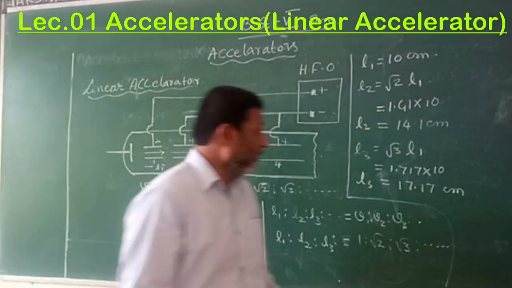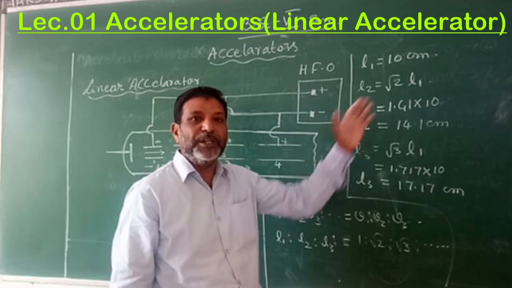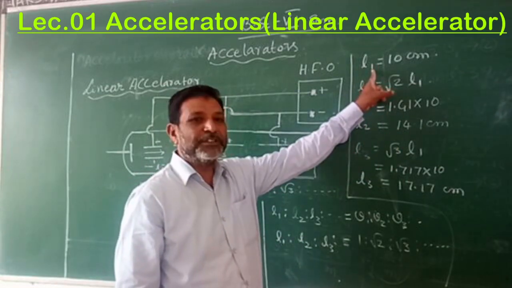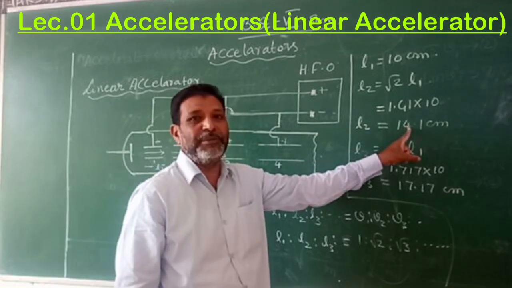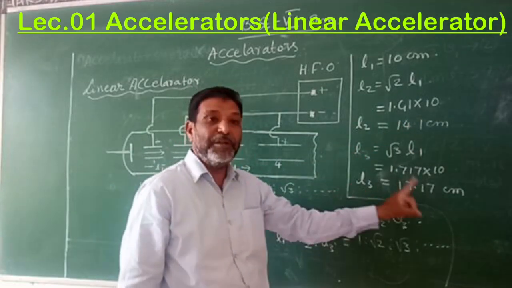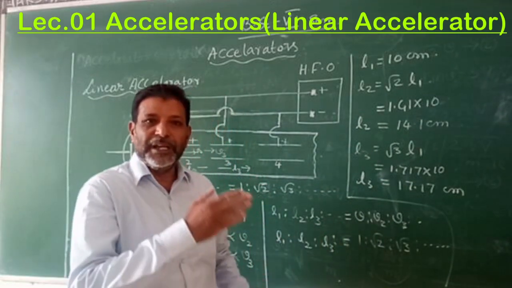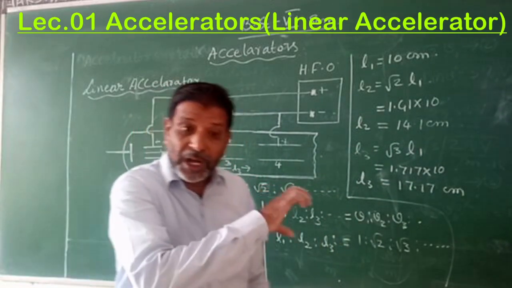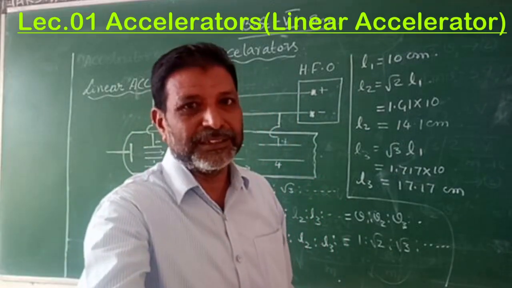Now, this is the way the length of the tubes must be arranged. If the length of the first tube is 10 centimeters, then the length of the second must be equal to 14.1 centimeters. Then the third is 17.1 centimeters. You go on arranging them, and then the electron or any charged particle, after passing through such a tube, its energy gradually increases.